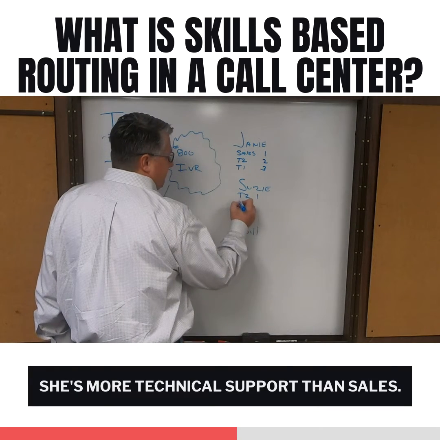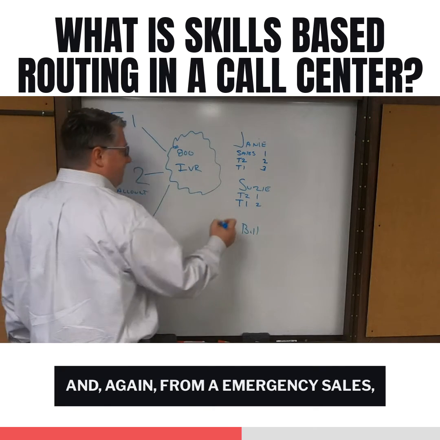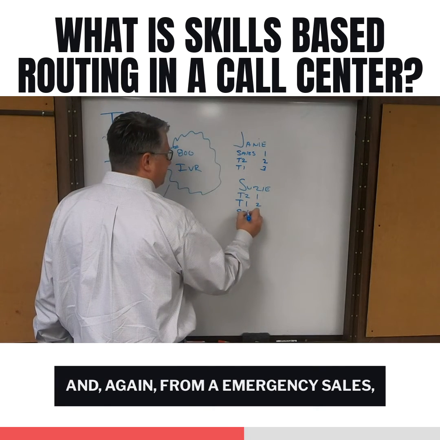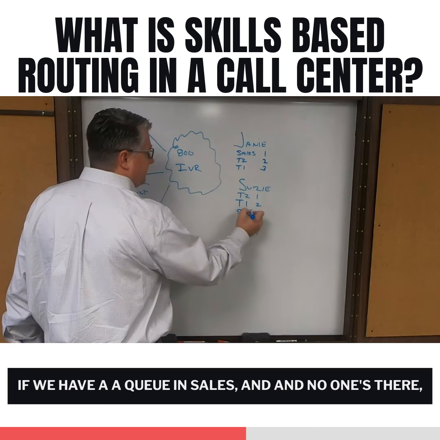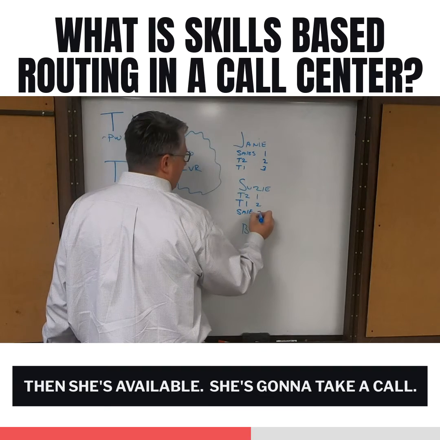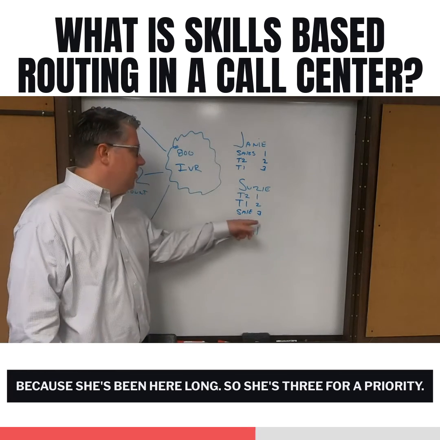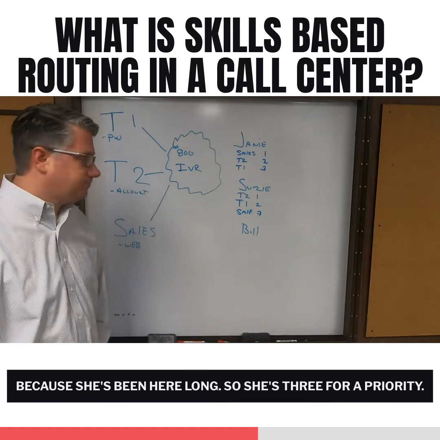She's more technical support than sales, so for our tier 1s, she's going to be a 2. And again, from an emergency sales standpoint, if we have a queue in sales and nobody's there, and she's available, she's going to take a call. She's not great at it, but she can do it, because she's been here long, so she's a 3 for priority.